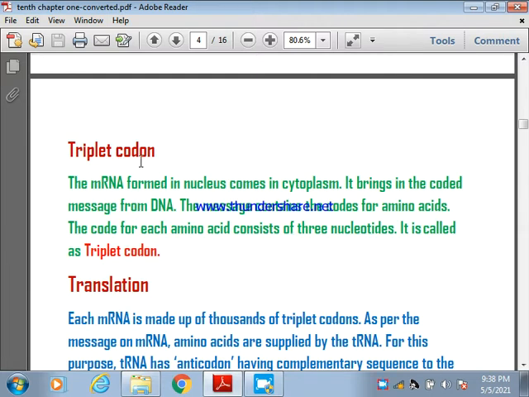Next, triple codon. The mRNA formed in the nucleus moves to the cytoplasm. It brings the coded message from DNA. The message contains the code for amino acids. The code for each amino acid consists of 3 nucleotides. It is called a triple codon.